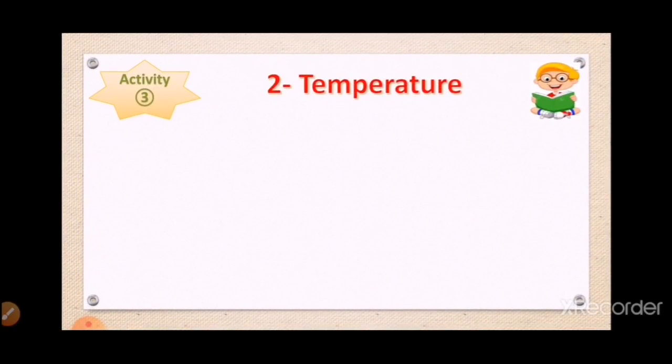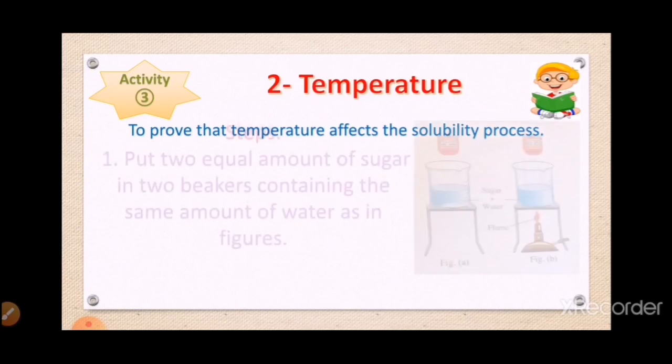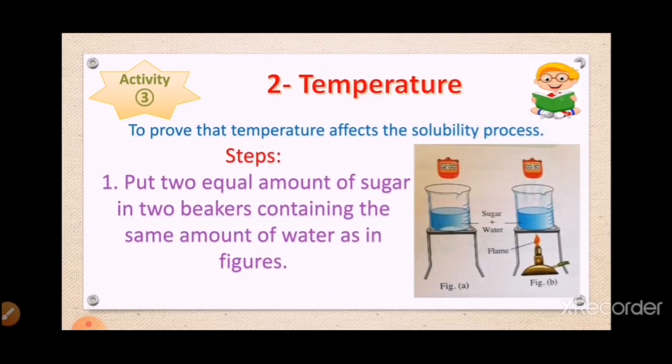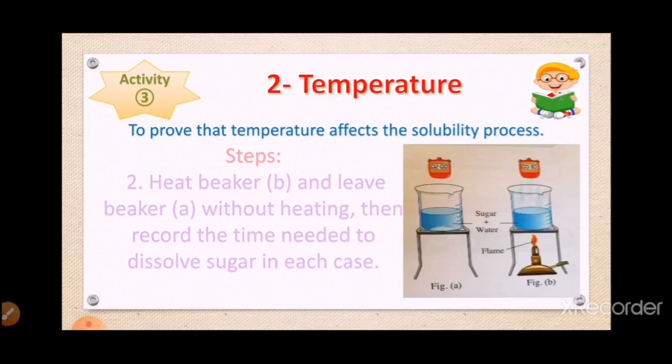The second factor is temperature. Let's do this activity to prove that temperature affects the solubility process. First step, put 2 equal amounts of sugar in 2 beakers containing the same amount of water as in this figure. Then heat beaker B and leave beaker A without heating. Then record the time needed to dissolve sugar in each case.